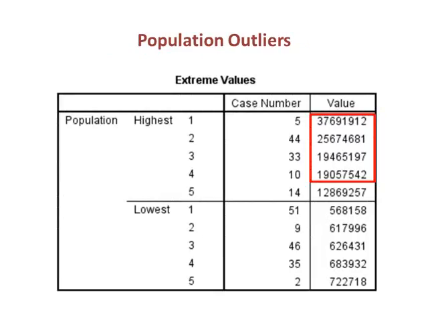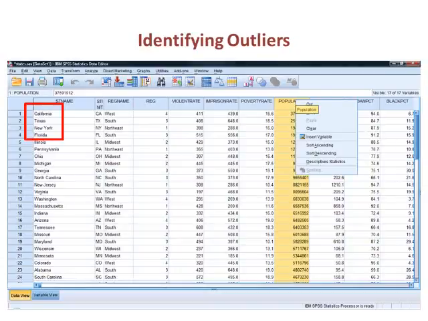When we look at the extreme values table, we see that 4 of the top 5 values are outliers. We can go to the data view and identify these states. By right-clicking on the variable name over the column, we get options to sort the data. Here I used sort descending, so the data file is now organized to go from the most populated state to the least populated state. I learned that the top 4 values in the distribution, the outliers, are California, Texas, New York, and Florida.